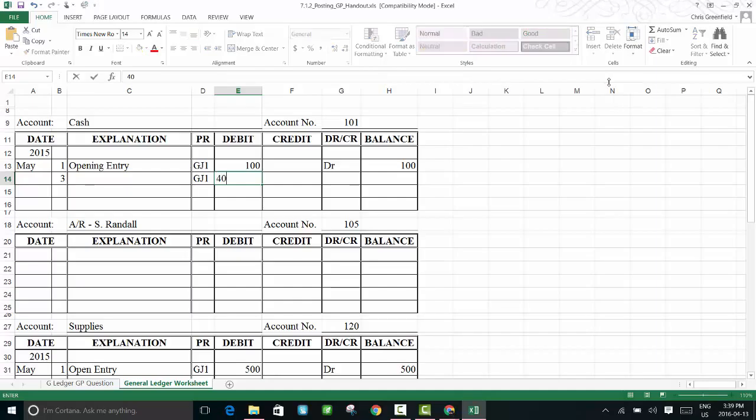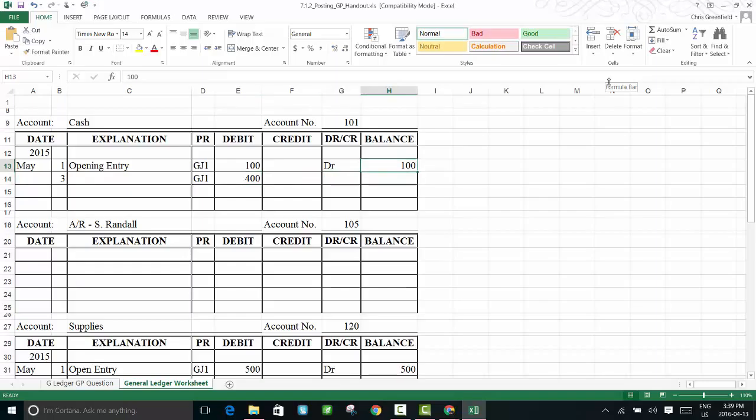So I'm going to go to my debit column. I'm going to enter in $400. I have $100 debit from before, and now I have $400 debit. The rule is, remember, if it's the same, you add. If they're different, you subtract.